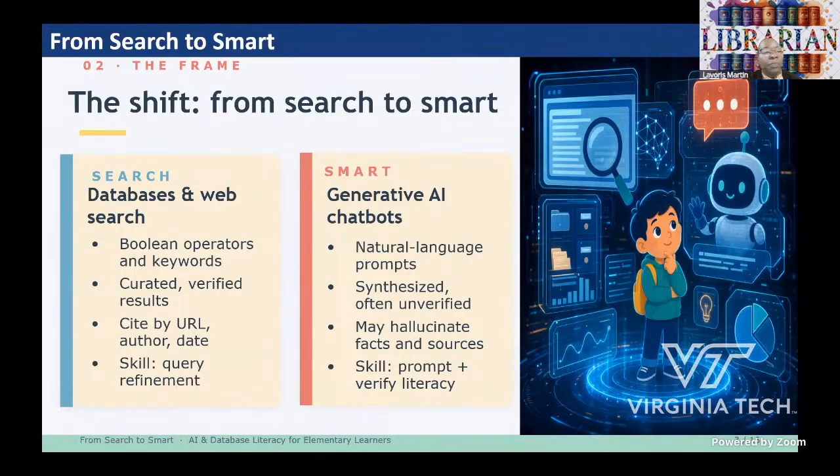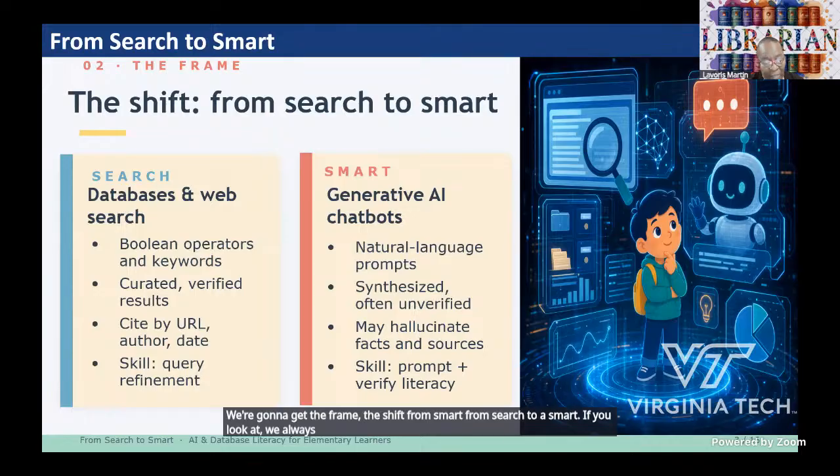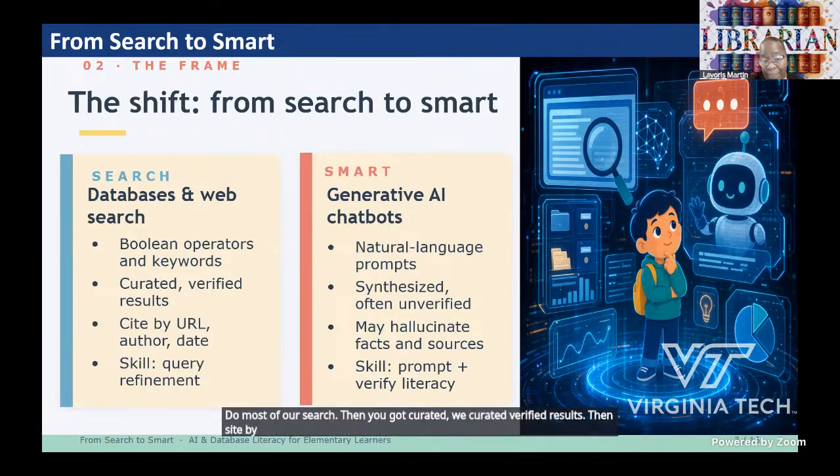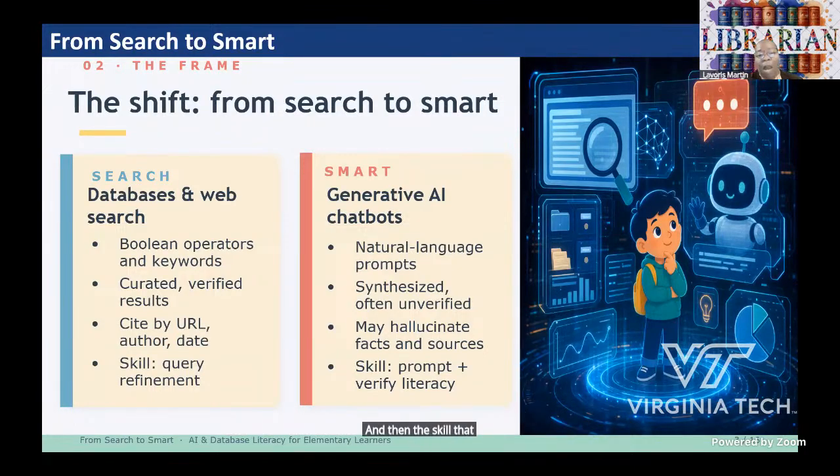So we're going to look at the shift from search to smart. We have always used databases, and as librarians, we know that using databases, you have your Boolean operators and your keywords. That's how we do most of our search. Then you have curated, verified results, cited by URL, author or date. And the skill here is inquiry refinement.